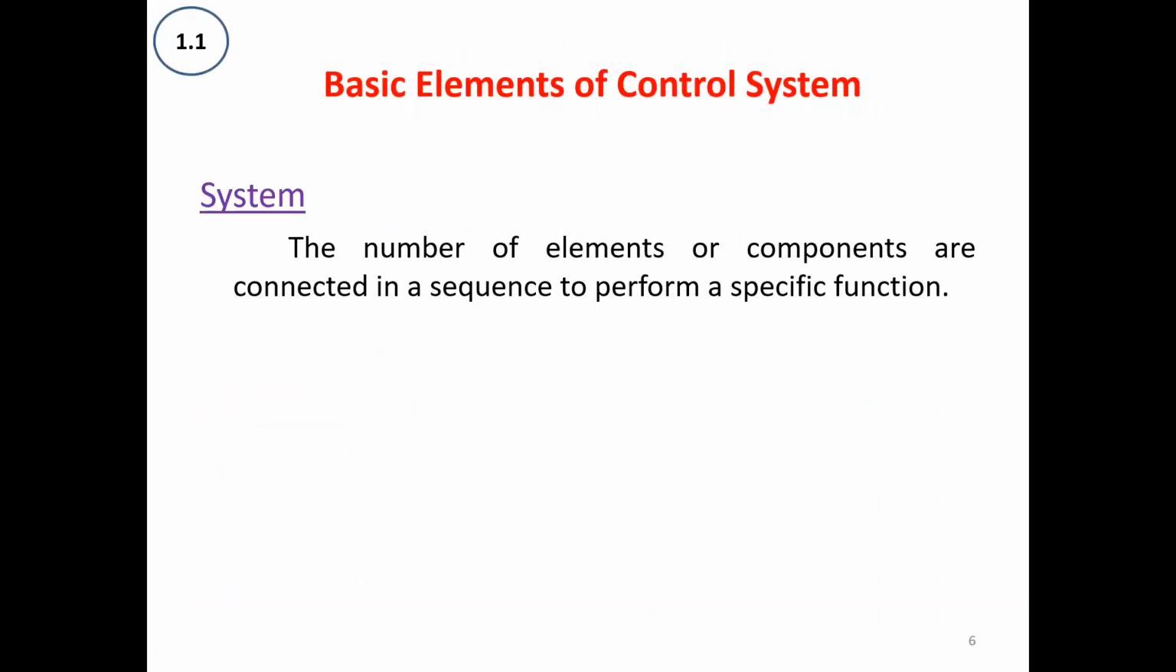So let's see what is system. The system is the number of elements or components connected in sequence to perform a specific function. So what a system is, we are going to have an input and the system, where we are going to have a number of components connected in sequence. We are going to perform any specific function depending upon the applications.